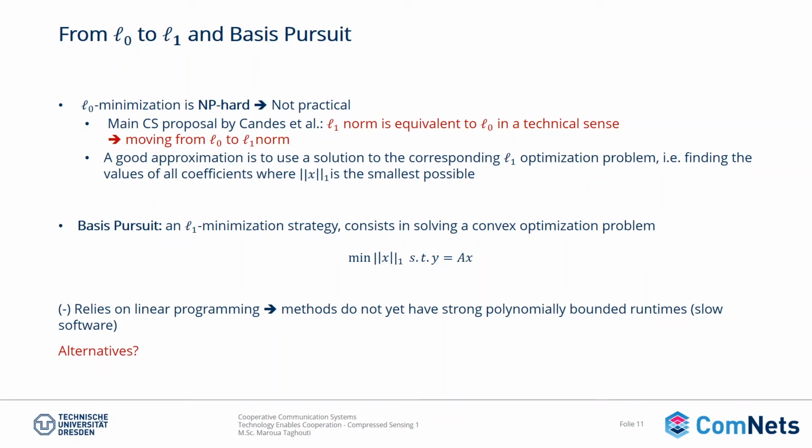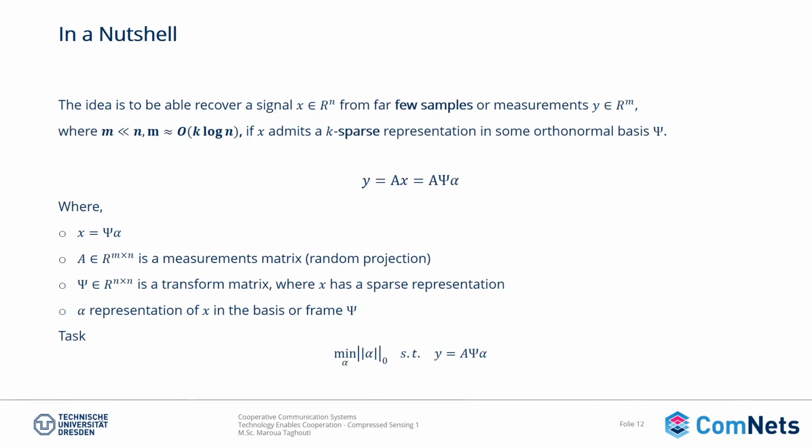It is promising, but still it relies on linear programming because basis pursuit is a linear program at the end, and this method does not have strong polynomially bounded runtimes. Means it will slow down your software. It will also require some time to run and to find the solution. So it is not so good, but it is not as bad as the L0. Therefore, we are seeking other alternatives.